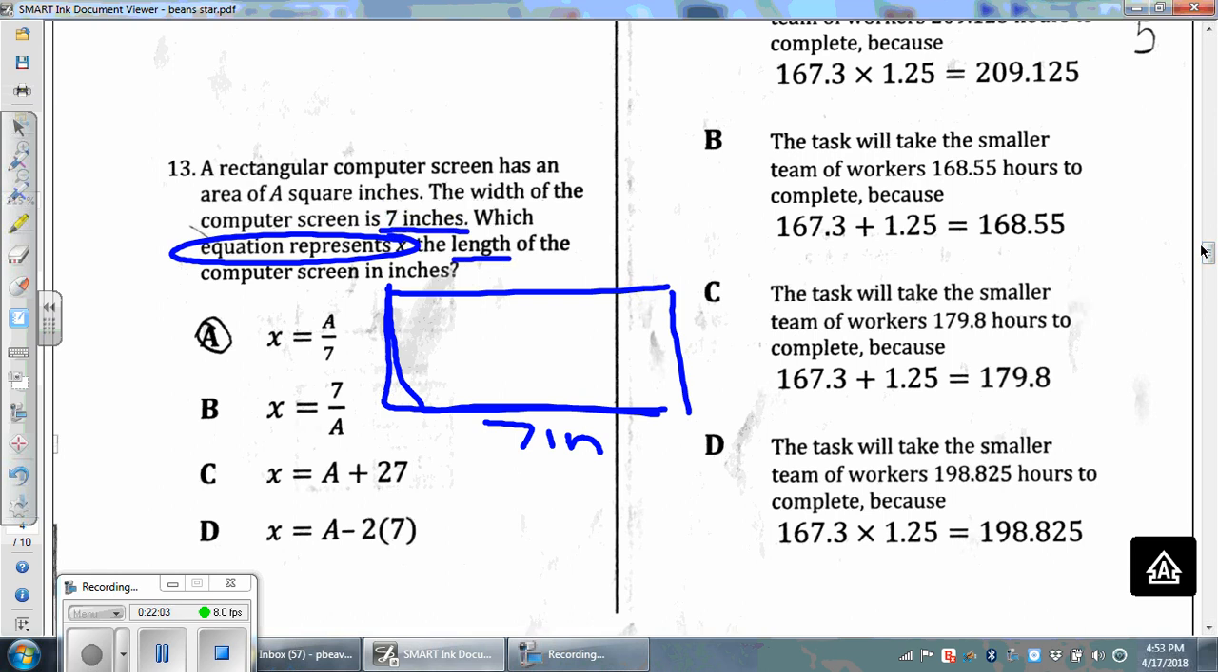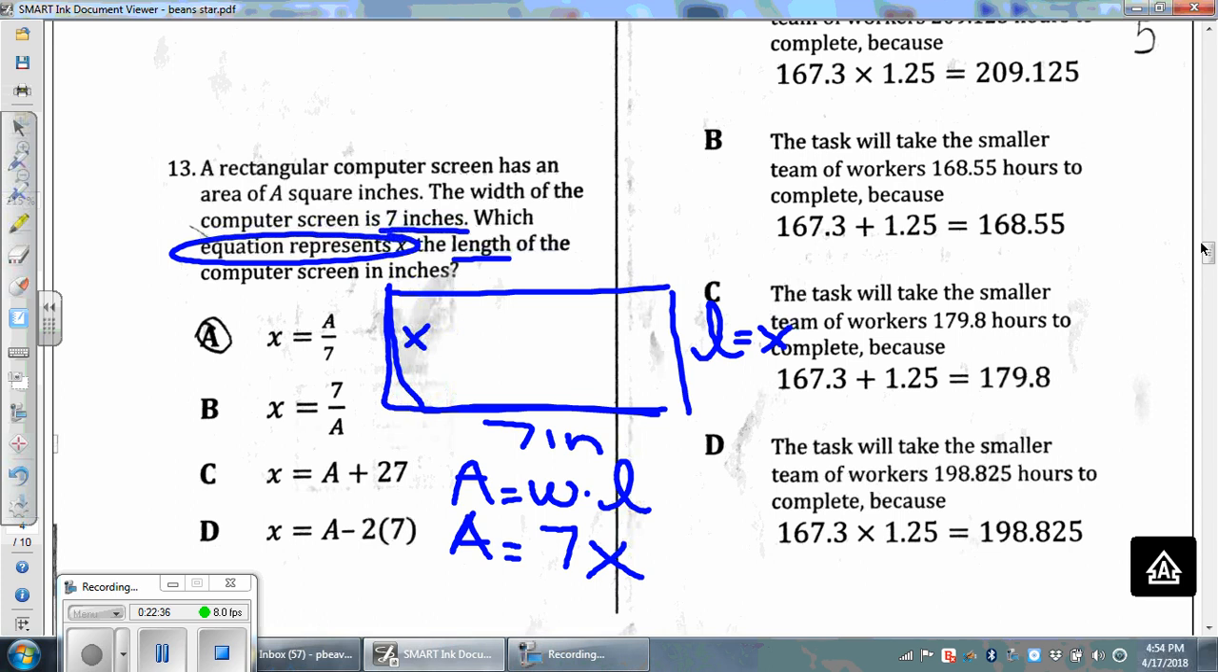So let's just refer to this as length. And we know that we're going to use the letter X because that's what the question is telling us. So we're going to call this X. And so we know that the area is given by the width times the length. However, we do have a number for the width, which is 7. And we have X, the variable X, for the length. And so that will be the area is equal to 7 times X.